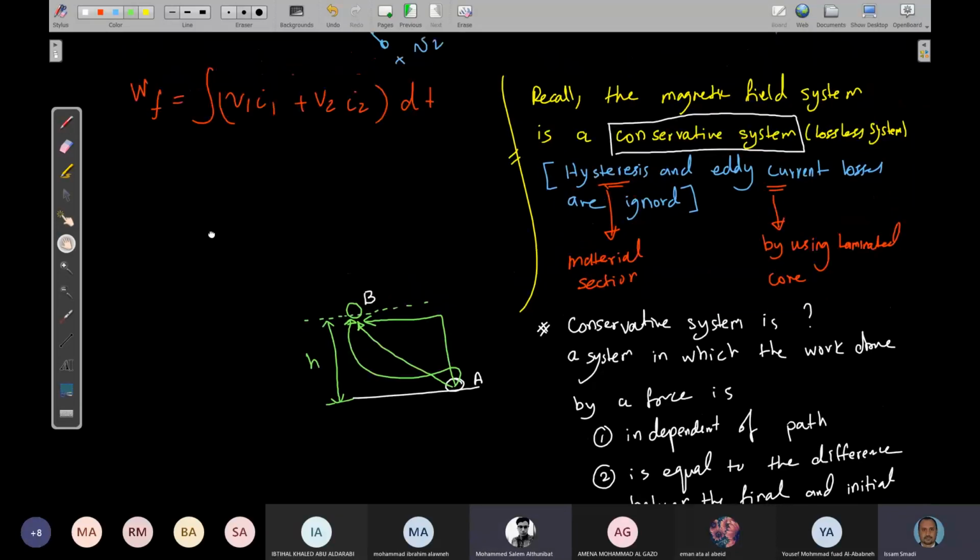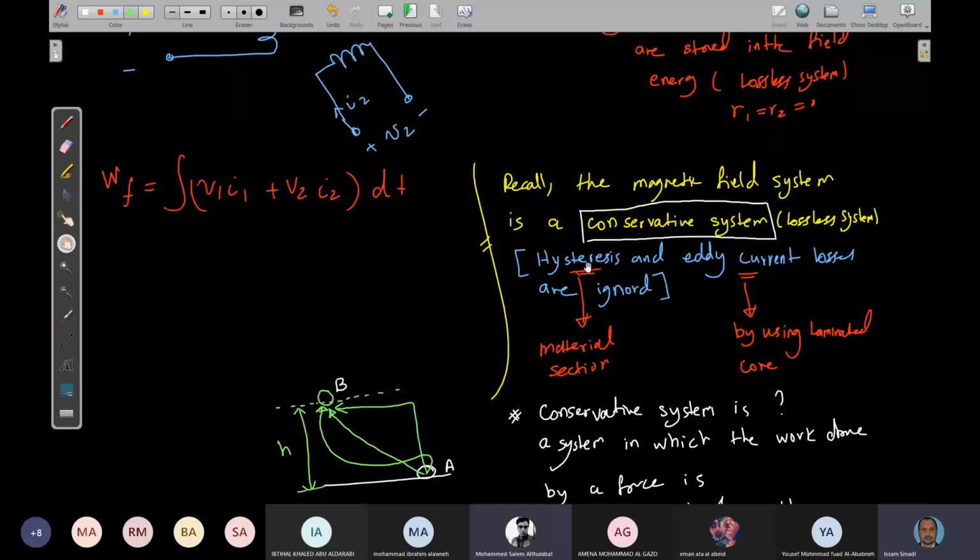So now, under our assumption that I'm neglecting the hysteresis and the eddy current, and this also can be done by material selection, I can eliminate or reduce, or not say eliminate, mitigate the hysteresis losses. And by using a laminated core, I can suppress or reduce the eddy current losses. So in this case, I can assume that the magnetic field is a conservative system, which is a lossless system, which means that the work done is independent of the actual trajectory of the state.